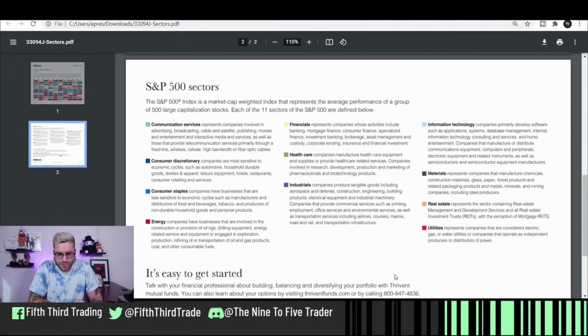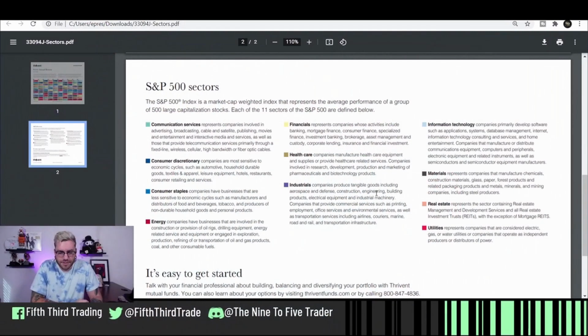Next is financial, super stable usually: banking, mortgage finance, consumer finance, specialized finance, investment banking, brokerages, yada yada yada. You know what financials are. Big banks, they deal with corporate lending. They're going to deal with institutions of financial reinvestments, those kinds of things. Huge blue chips usually. These things are very steady. They're easy to play.